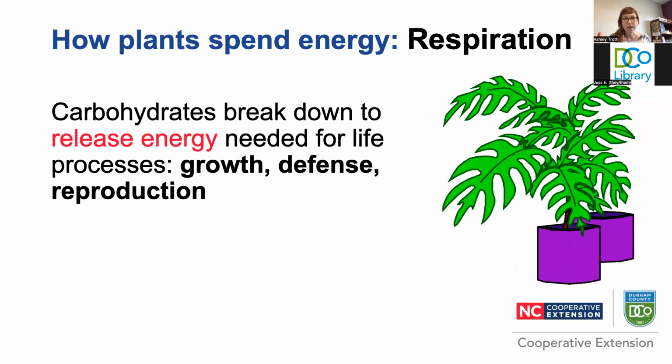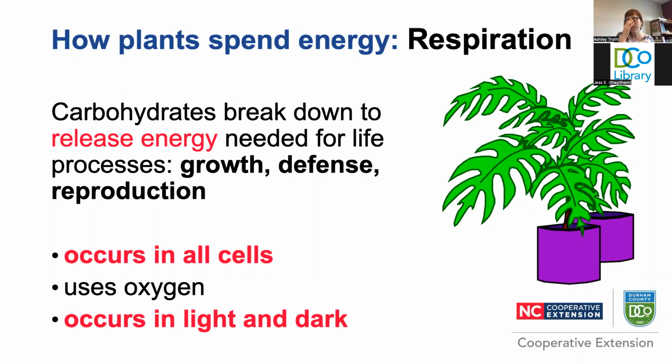But what about spending energy? Plants do this through respiration. It's our last process we're going to talk about. So carbohydrates that are made through photosynthesis break down to release energy, and that energy release is what fuels growth, defense, and reproduction. So all of our major plant processes. It occurs in all cells. Respiration uses oxygen, and it occurs in both light and dark. So photosynthesis occurs predominantly in light, right? Because it's powered by sunlight, whereas respiration is running all the time.